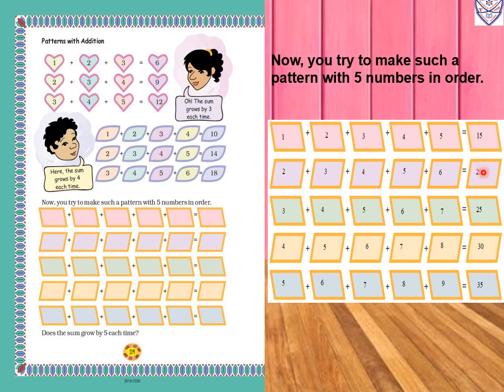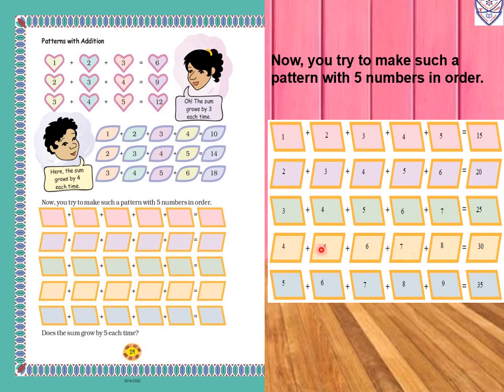Then we will start from 3. 3 plus 4 is 7, 7 plus 5 is 12, 12 plus 6 is 18, 18 plus 7 is 25. So here also the sum grows by 5. Now we will start from 4. 4 plus 5 is 9, 9 plus 6 is 14, 14 plus 7 is 21.